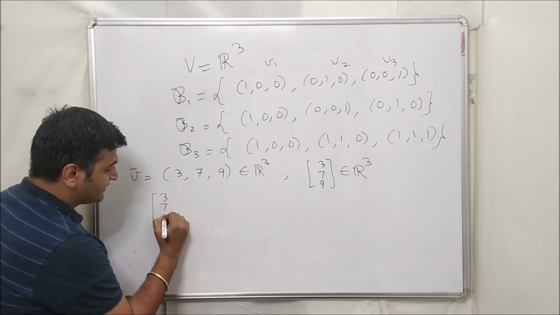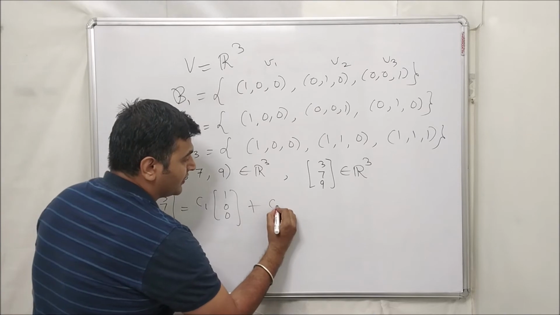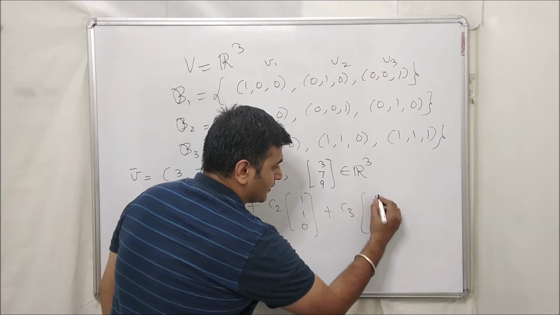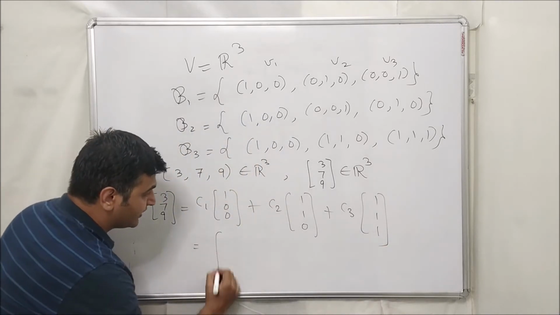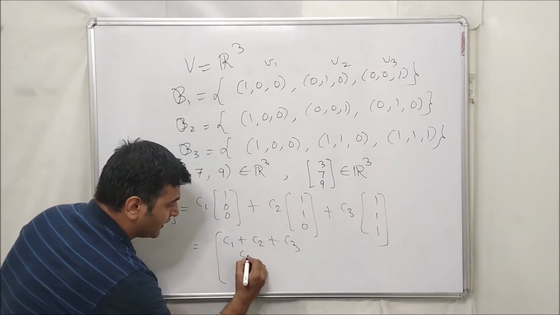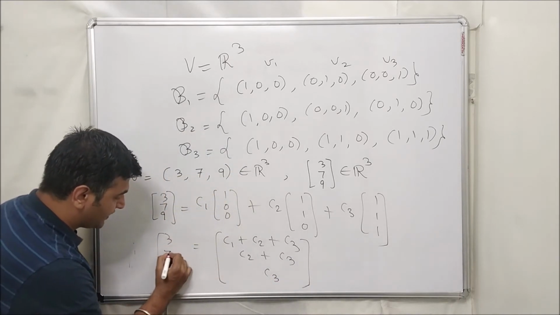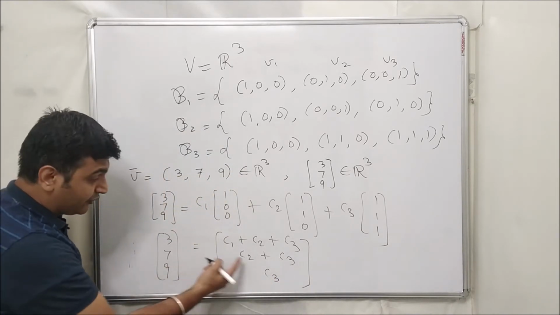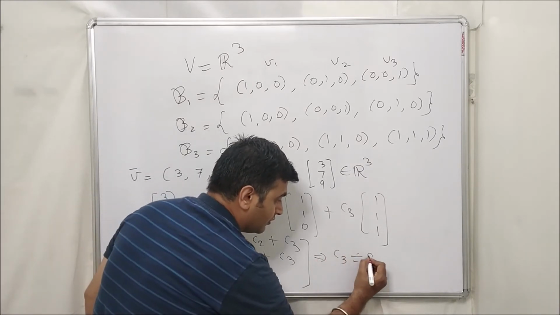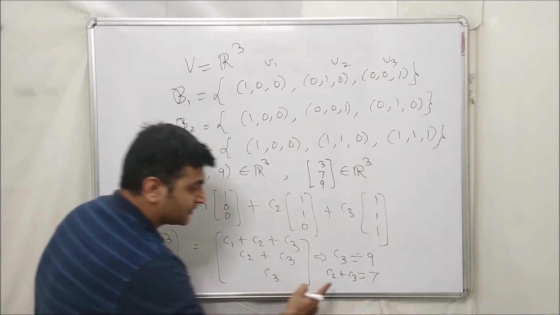So I want to write 3, 7, 9 as a combination of C1 times (1,0,0) plus C2 times (1,1,0) plus C3 times (1,1,1). Now how will you solve this? If you multiply this inside, this will be C1 plus C2 plus C3, then you have C2 plus C3, and at the end you have C3, and this is equal to (3,7,9). When you equate both sides, what do you get? You get C3 equal to 9. You get C2 plus C3 equal to 7.